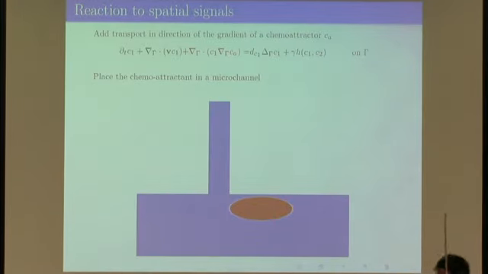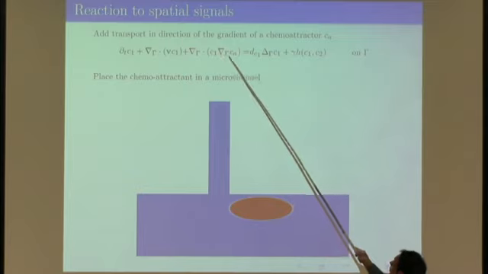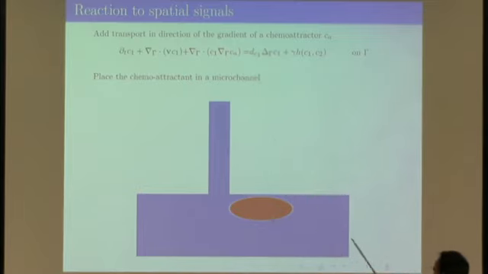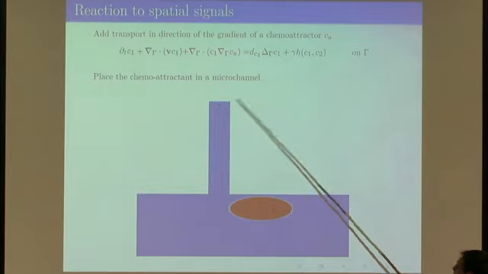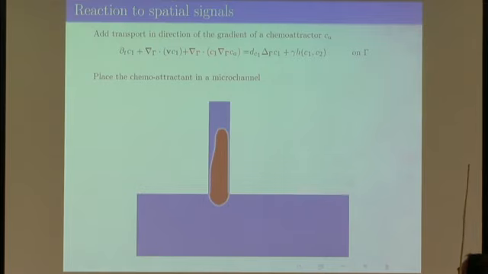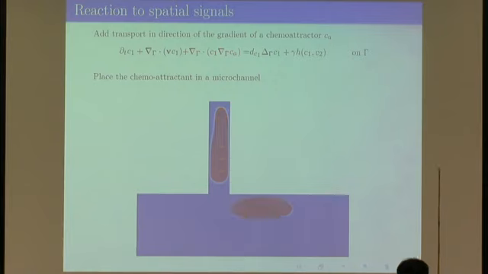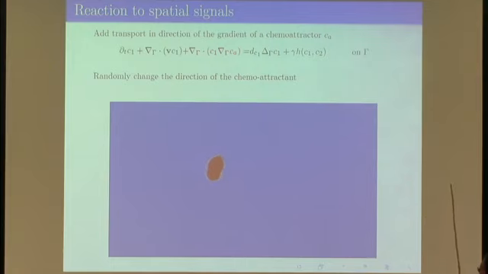Okay. Also, we can include chemotaxis. So we include a chemoattractant, Ca here, and some additional attraction term, so movement in the direction of the gradient of this chemoattractant. And you see an example where the chemoattractant sits somewhere up here in the small channel, and then what the cell wants to do is to enter this channel and to go to the chemoattractant. Or you can also randomly change the direction of this chemoattractant, and the cell will move like this.